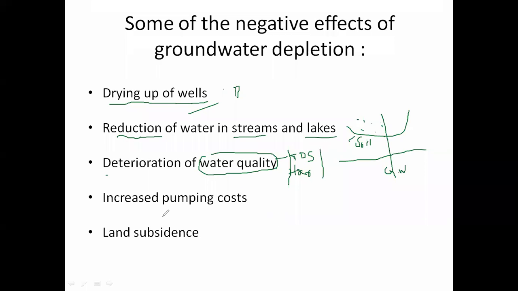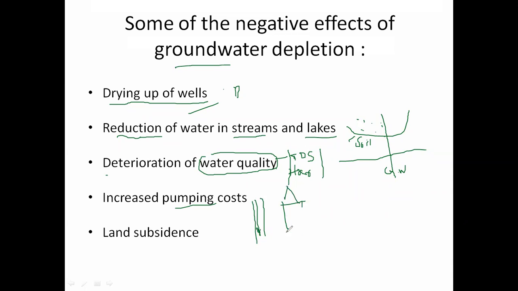Next, you have increased pumping cost. If you want to get groundwater or borewell water from a higher depth, the electricity that you have to provide is higher, right, for your house.